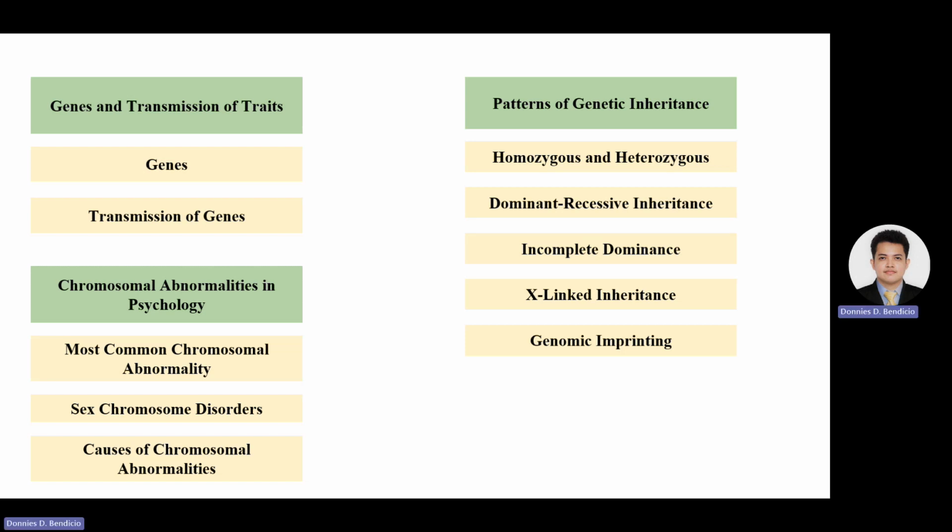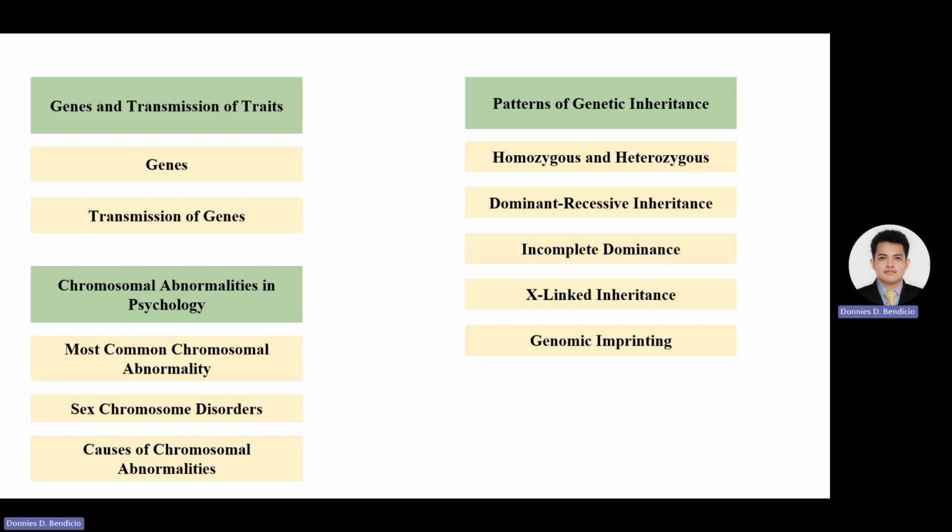Next is incomplete dominance. So think about human hair color. Let's say a person with jet black hair has a child with someone who has bright blonde hair. According to incomplete dominance, the child might have light brown hair. So instead of inheriting the black or blonde hair color, in this case, both the black and blonde alleles contribute to the child's hair color, resulting in a unique shade of brown.